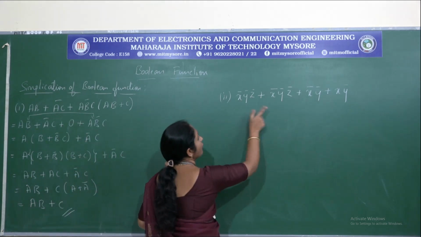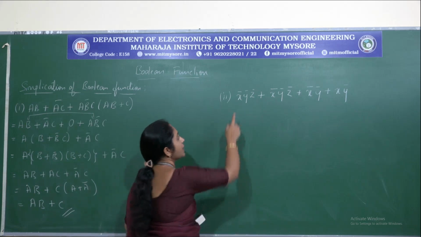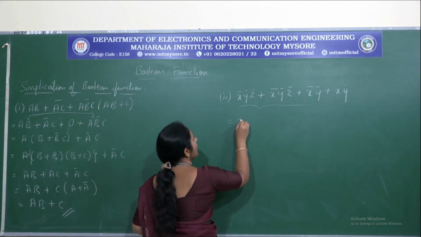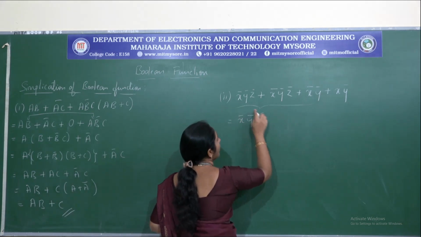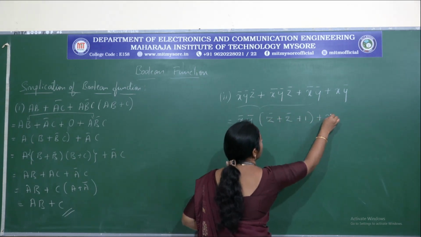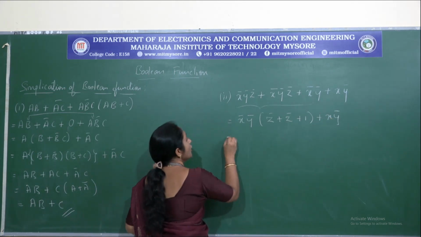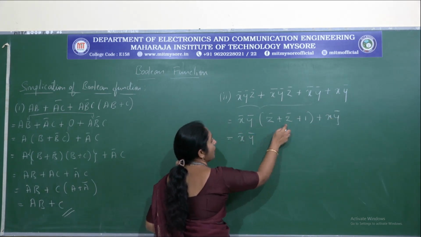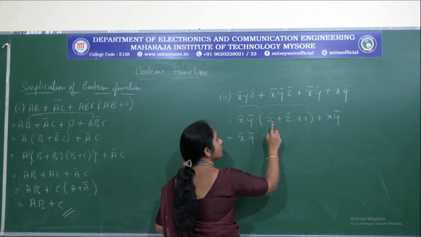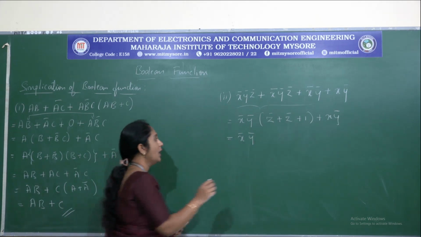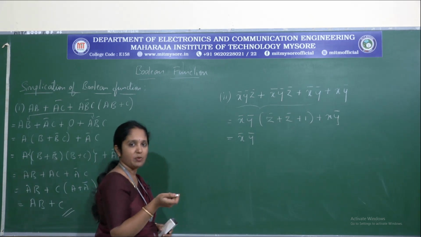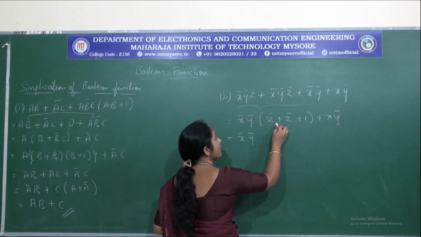So if you observe in the first step, we have x bar, y bar in all these three terms. There is a common factor in all three terms. Let us take out x bar, y bar. Here we have z bar plus z bar plus 1, plus the last term x, y bar. So here we have z bar plus z bar. We know that z plus z is equal to z. Therefore, we will get z bar for this.